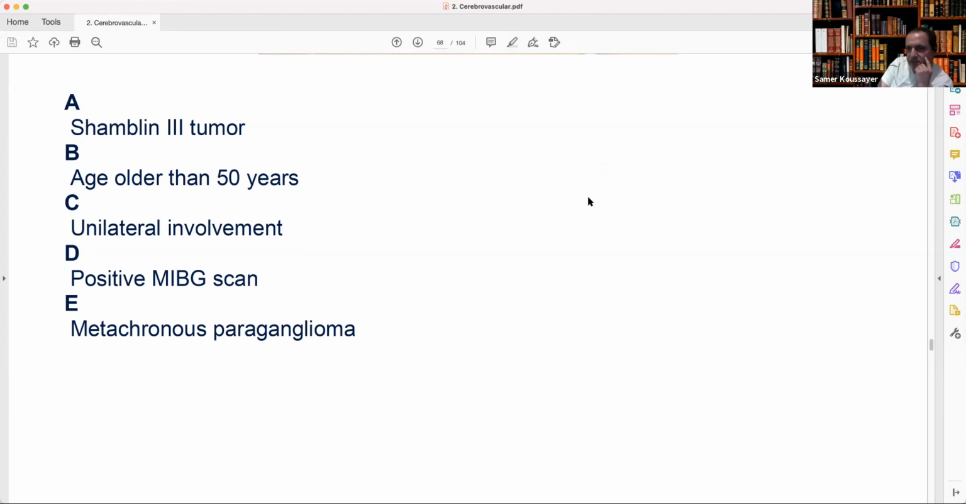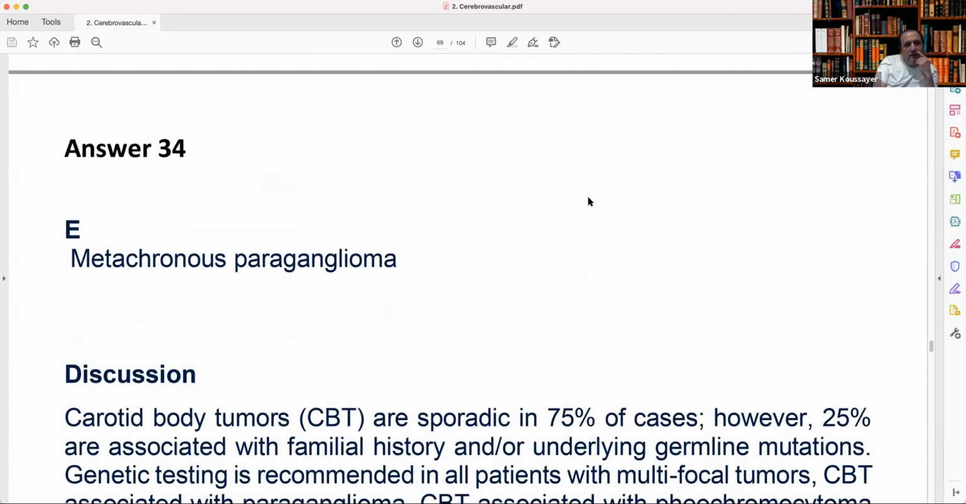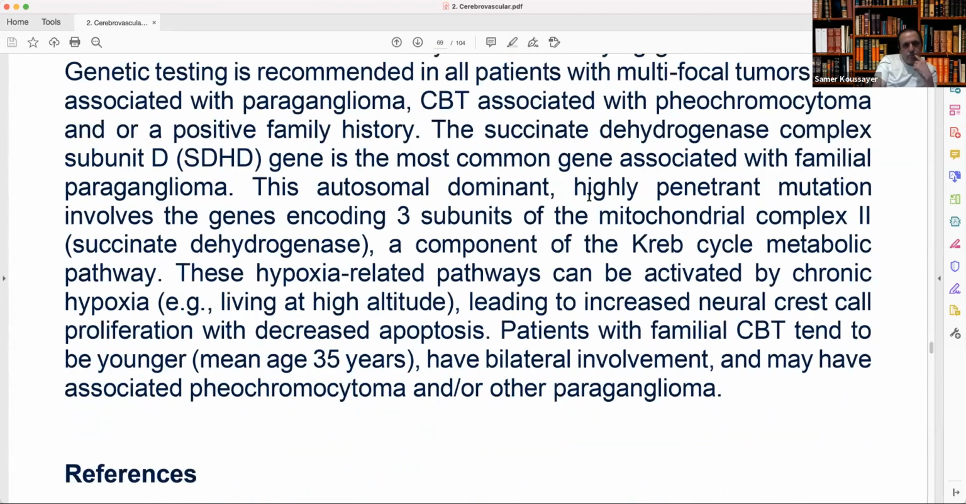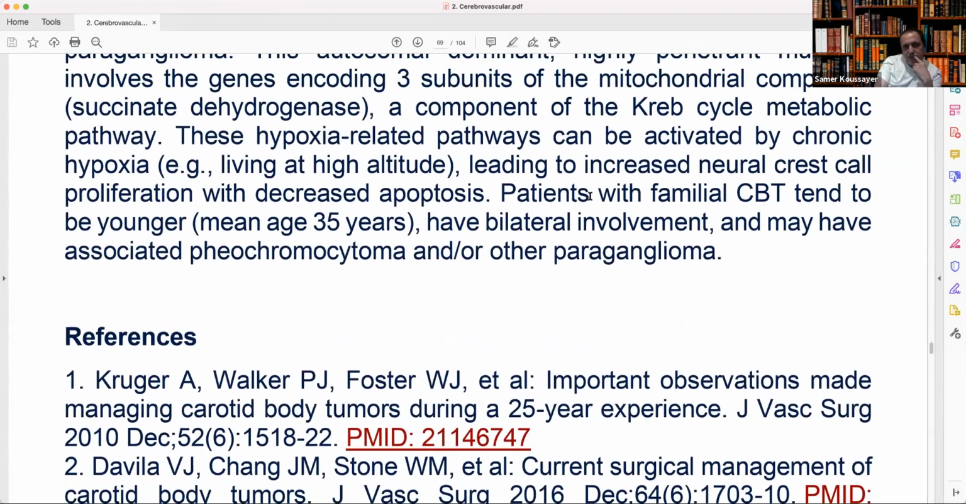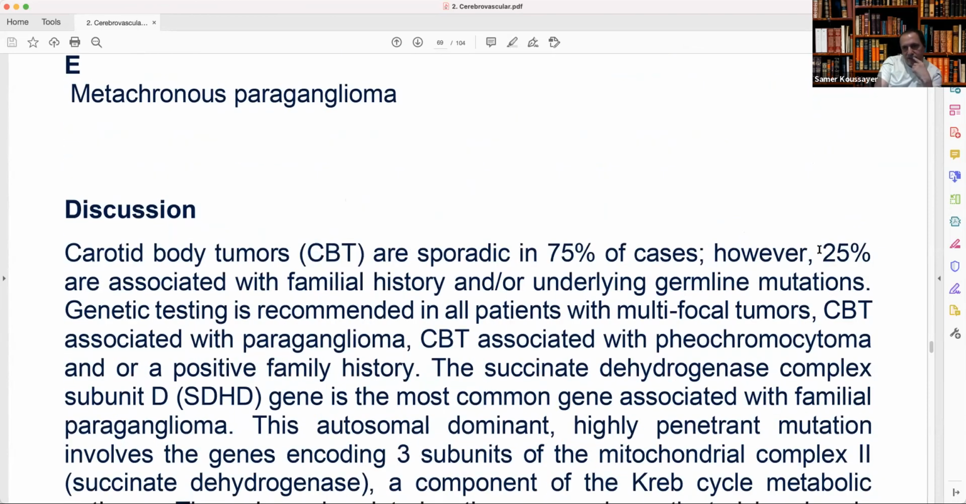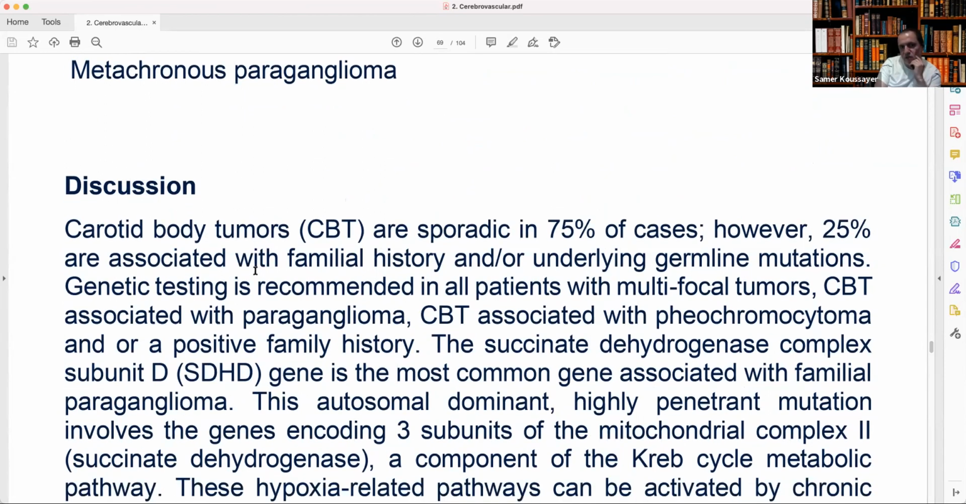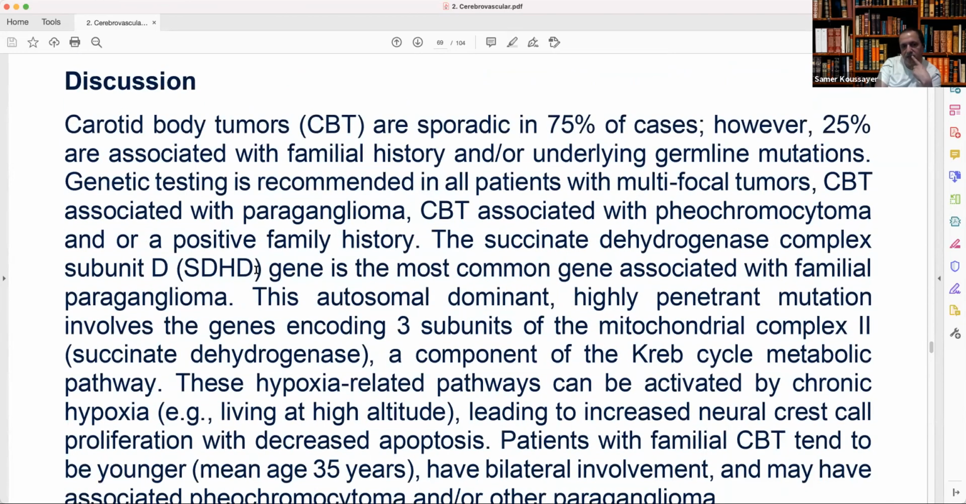This is just a question you have to remember. The incidence, let me see, is 25%. 75% are sporadic, 25% could be a familial disorder. So usually a multifocal tumor, a paraganglioma, pheochromocytoma, but with family history. All these things trigger you that he may have a genetic disorder, and you send him for genetic testing.